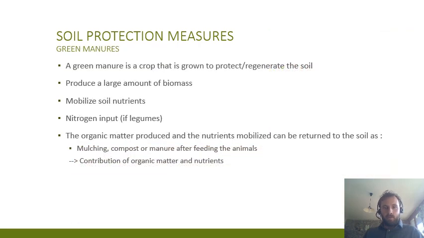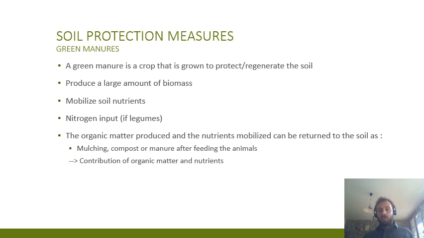You can plant green manure. A green manure we will get to more precisely in the future, but it's a crop that is grown with the goal to protect or to regenerate the soil and not to produce something. So it's usually a plant that produces a large amount of biomass so that you can bring a lot of organic matter into your system and eventually into your soil. It's a crop that can mobilize soil nutrients to get them in an available form and to be able to give them to your crops.